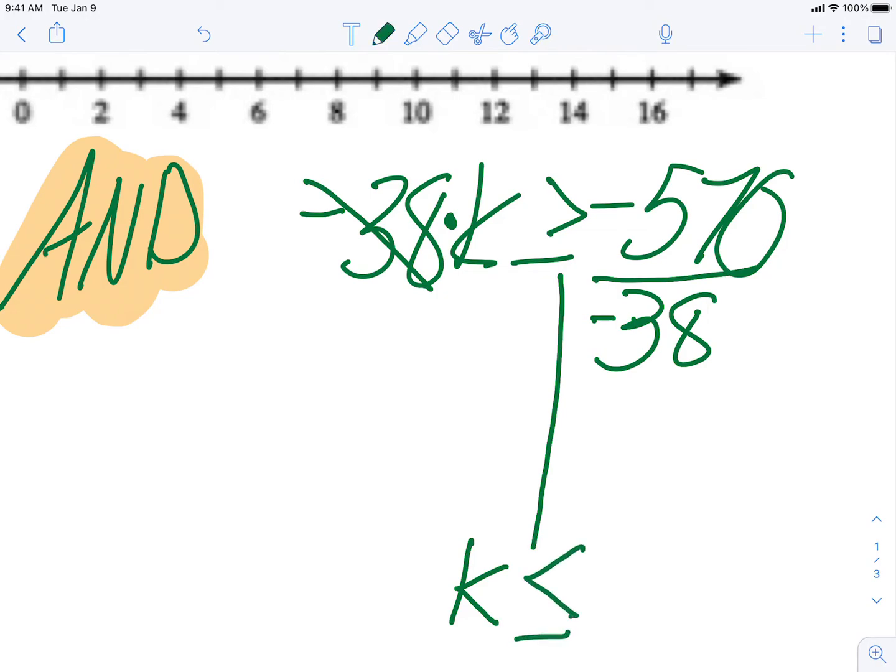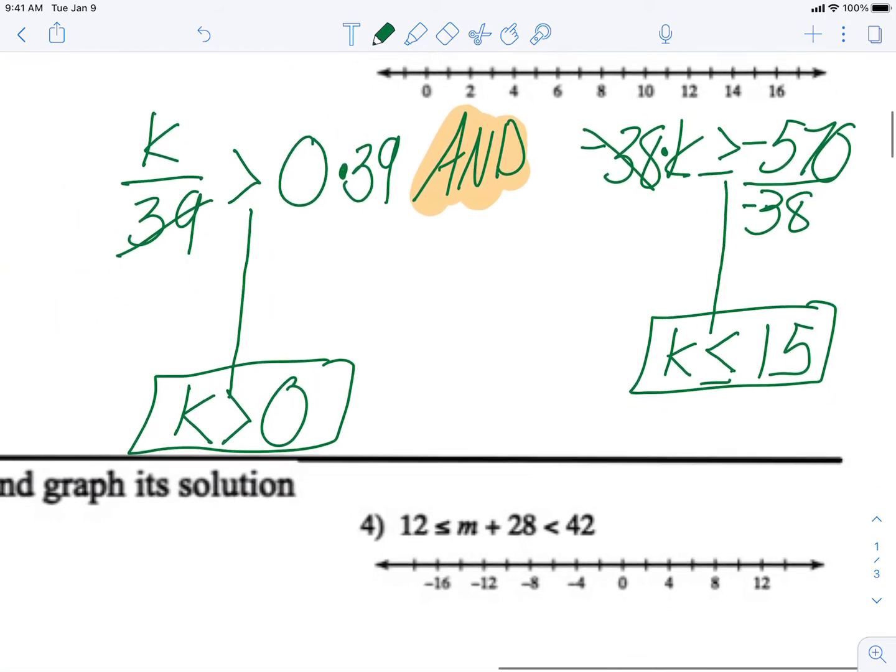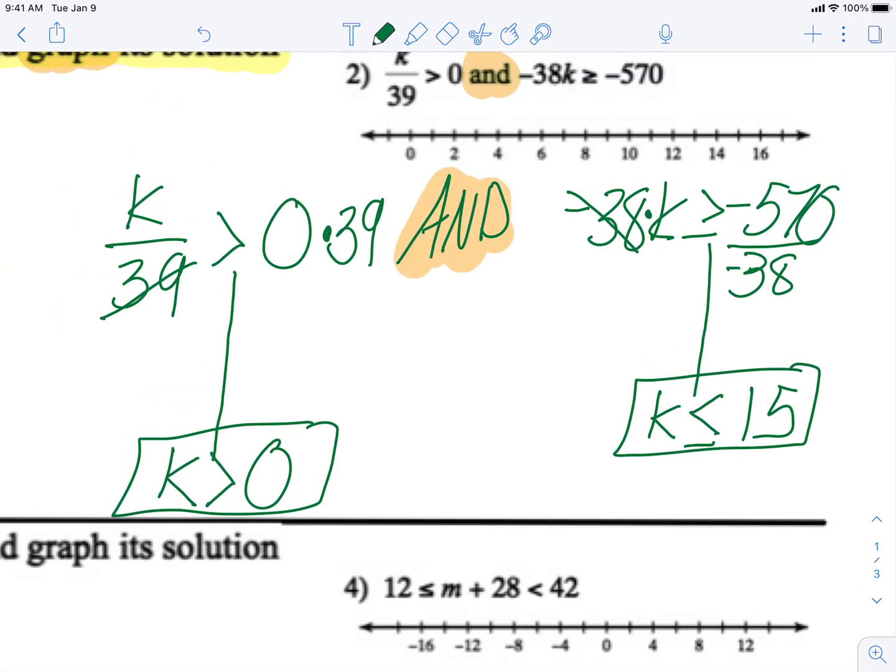And I'm going to use my calculator here. Let's see. 570 divided by 38 is equal to 15. A negative divided by a negative is a positive. So we get positive 15. Look at that. Perfect. Okay. So here we have our two answers, right?